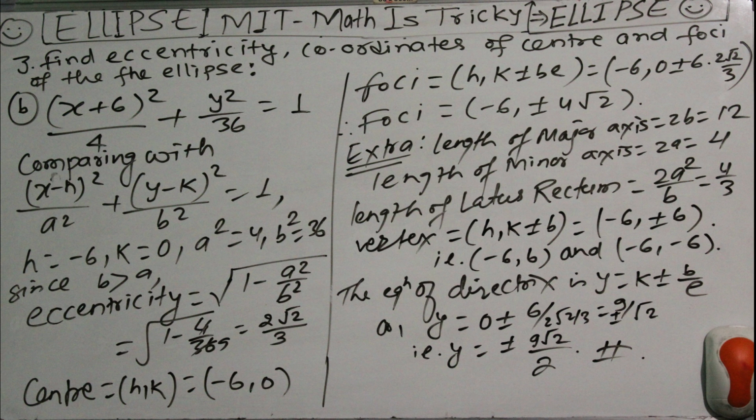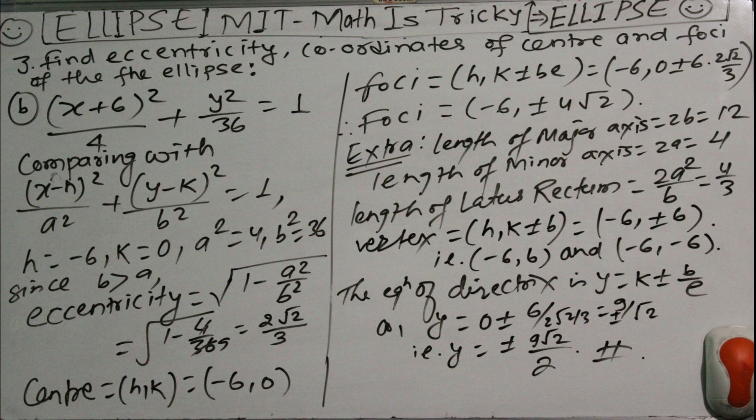So we'll get here eccentricity as 2 root 2 by 3, and center will be h comma k, that is minus 6 comma 0. Foci will be given by h comma k plus minus b, that is minus 6 comma 0 plus minus 6 into 2 root 2 by 3, which gives your foci equals minus 6 comma plus minus 4 root 2.